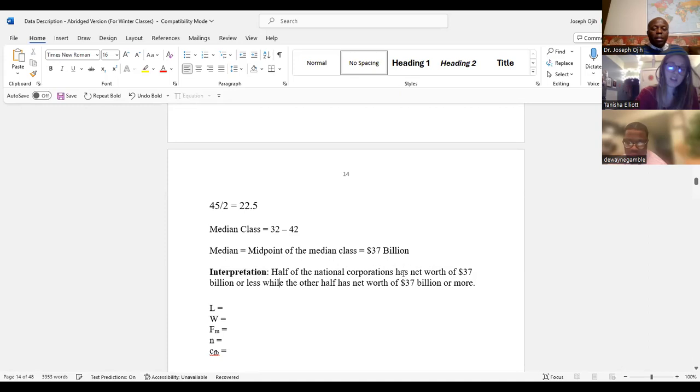Can you say half of the national corporations, or do you have to say half of the corporations sampled? Well, of course, half of the national corporation sample. Of course, this is a sample, so we already know it's a sample.